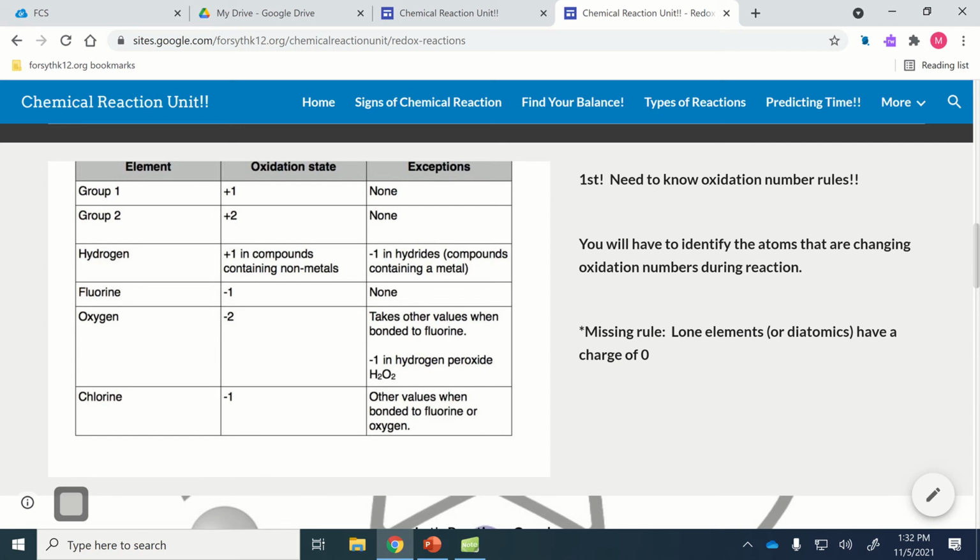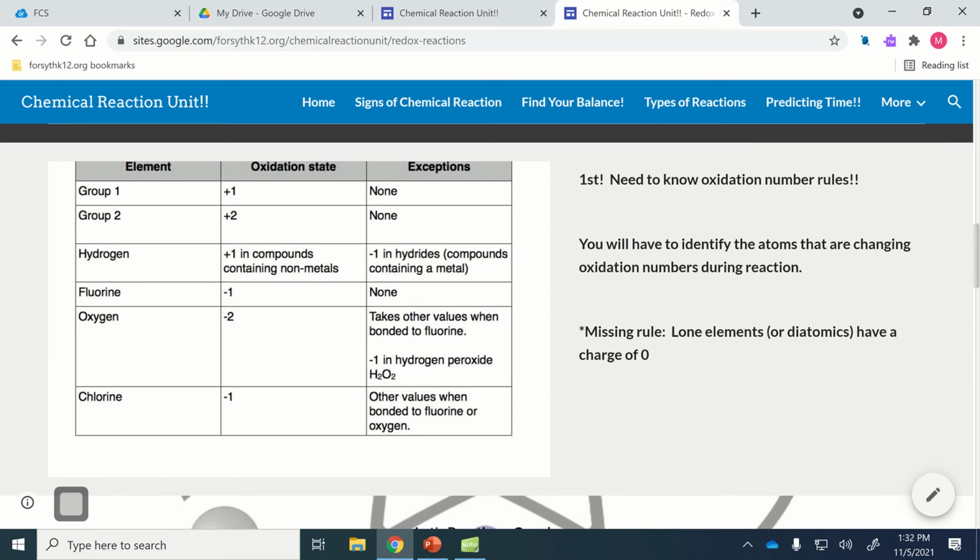The fluorine is always -1. Oxygen, guys, is pretty much always -2. It does show there that if it's hydrogen peroxide, it'd be -1. I don't plan on giving you anything with hydrogen peroxide or peroxide involved. Chlorine is pretty much always -1, but you will see if it's bonded with like another halogen or a fluorine or oxygen, it could possibly take on another charge, but in general it'll be -1.